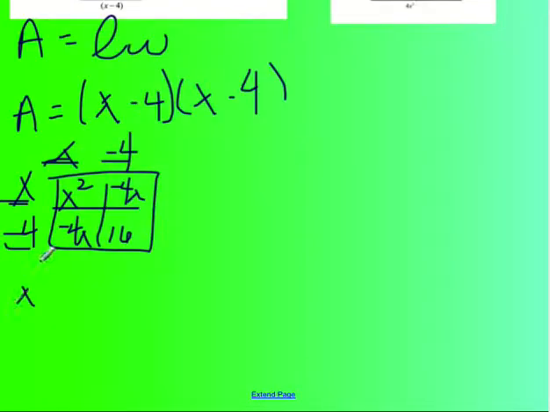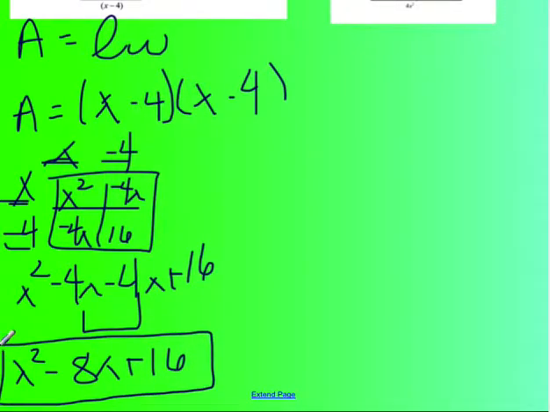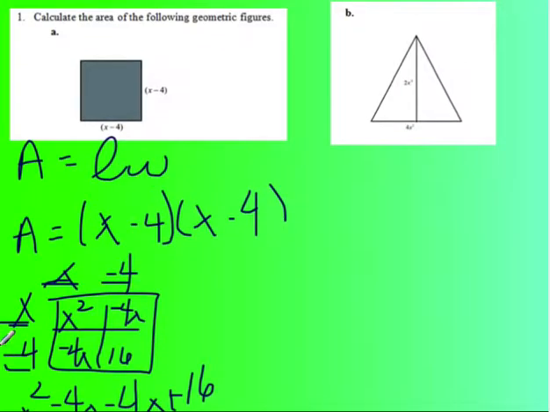So then we have x squared minus 4x minus 4x plus 16. Now we need to combine those middle two terms. Negative 4 minus 4 is going to give us a negative 8x, so x squared minus 8x plus 16. So this right here is your final answer for number 1. Let's take a look at part B.